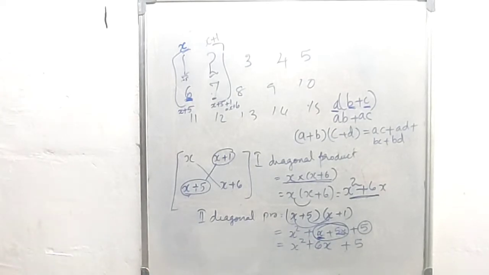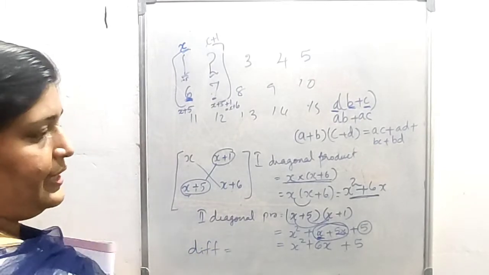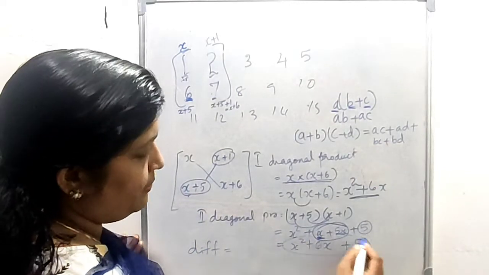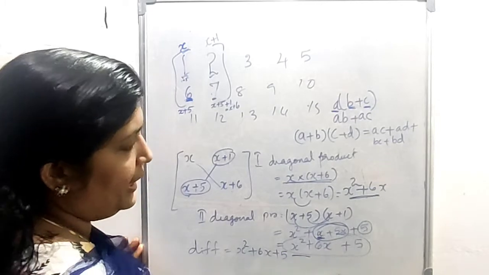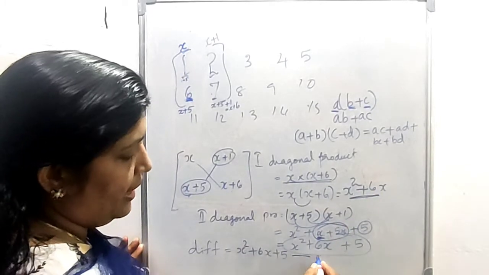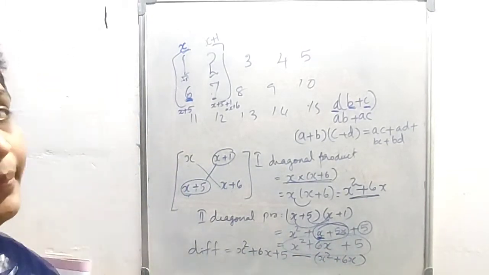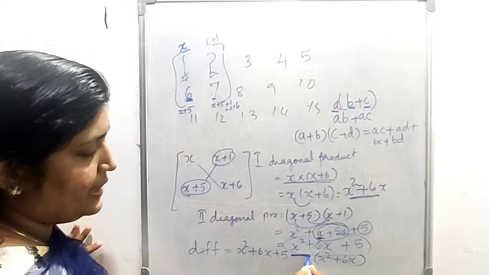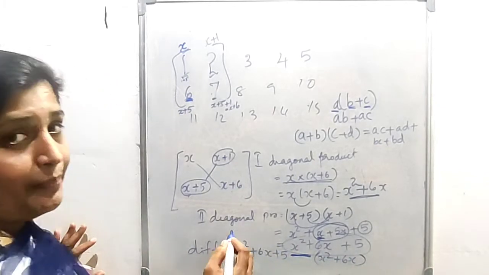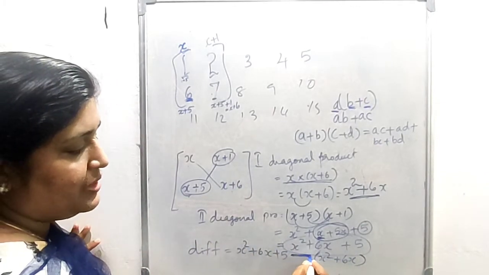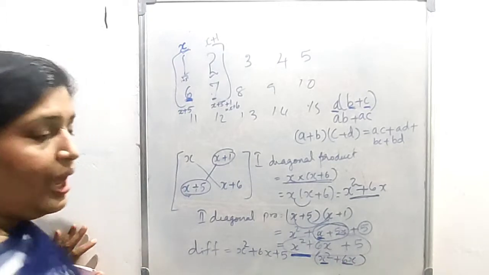Now we need the difference in their diagonal products. So what will be the difference? Here their difference is equal to, first one is bigger, right? That is x square plus 6x plus 5, minus x square plus 6x. So subtract this thing from this. This minus sign, we are subtracting this sum completely from this sum. So this minus sign is common to both the numbers inside the bracket.